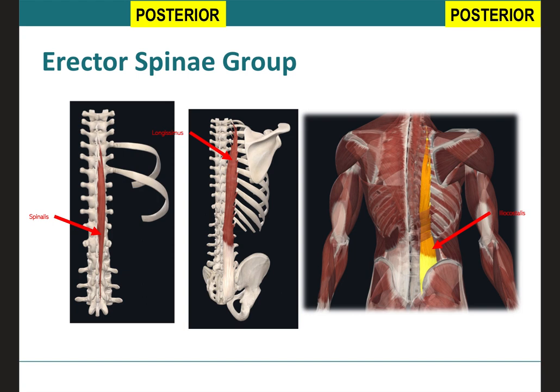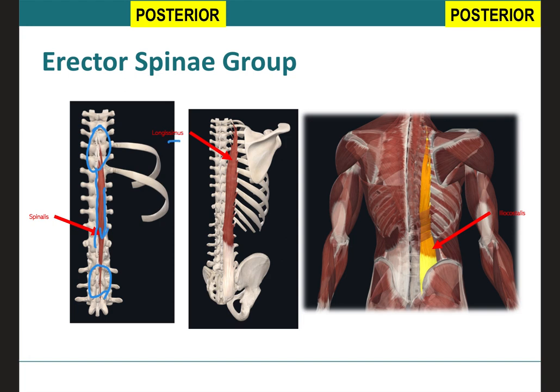The spinalis, you can see how it's very thin and narrow, and it's right in the midline. That's why it's called spinalis. But it will insert above on the cervical, and it will originate down here on the lumbar. Therefore, it will pull the muscle in this direction, erecting the spine.